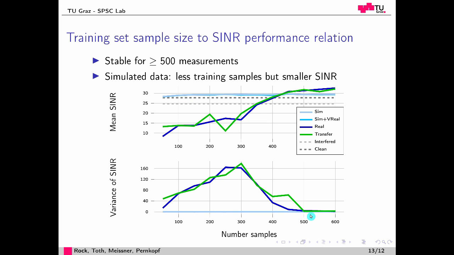With 500 training samples and more, we have a very high mean SINR, where we have a very low variance of SINR. If we have a smaller amount of training samples, the mean SINR decreases, while the variance of SINR increases, over here. When training on simulated data, we need much fewer samples than when training with real measurements. But also, if we have more measurements in the training set, we can see that with simulated data we never reach the SINR value as we would reach it when training on real measurements.